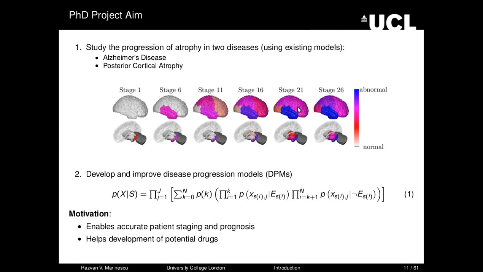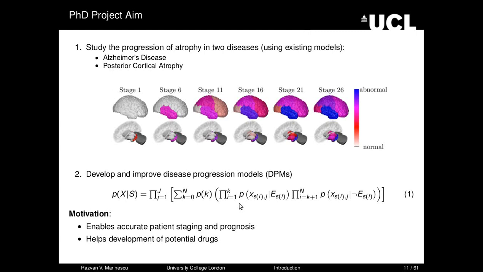And also the control population is not well defined in some cases, because we could include amyloid positive subjects. So the model will have to take that into account as well. So the aim of my PhD was to study the progression of atrophy in two diseases. One of them was Alzheimer's disease, and another one was posterior cortical atrophy.